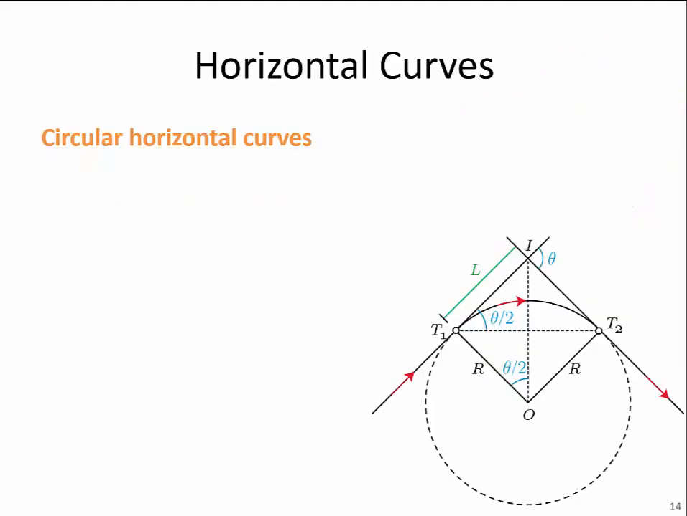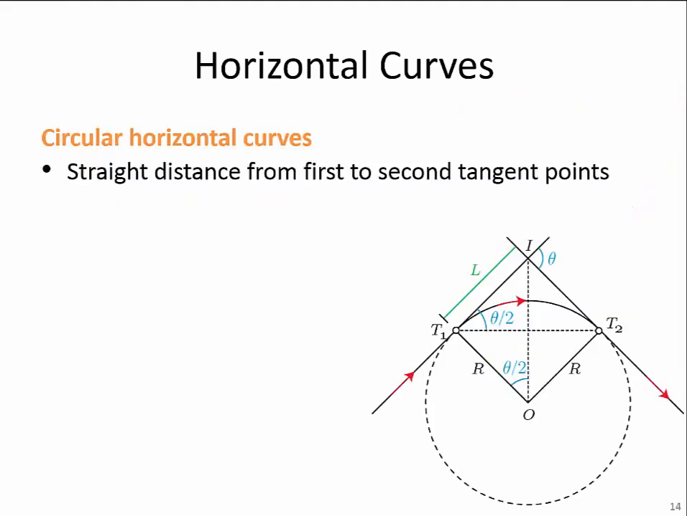Okay, horizontal curves. So we can work out the straight distance from the first and second tangent point using geometry. So what we're interested in, let's move it to red, is this distance here from T1 to T2. That's going to be our straight line distance.